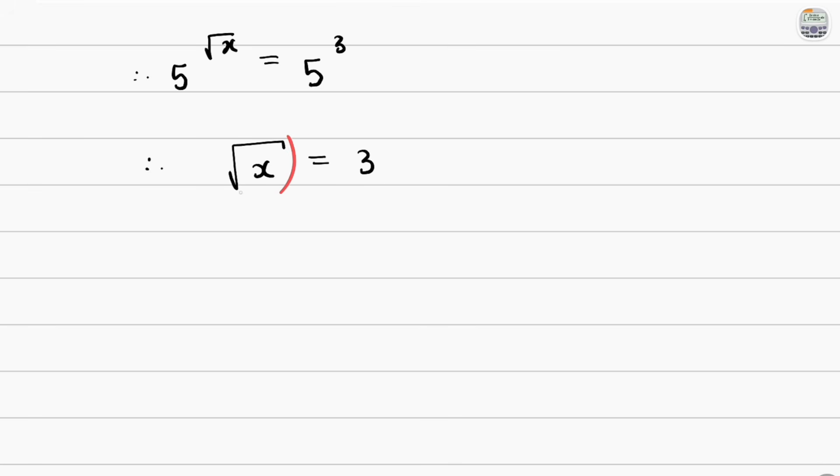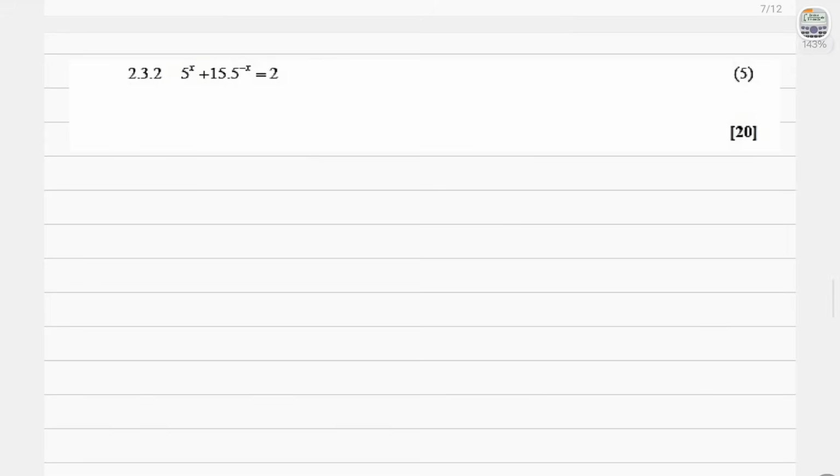Or you could just see this as square both hand sides of this equation. Therefore, x is equal to 9. That is what answers the question of square root x equals 3. Okay, square root of what is equal to 3? It's the square root of 9. And that is our answer. Moving on to the next question.